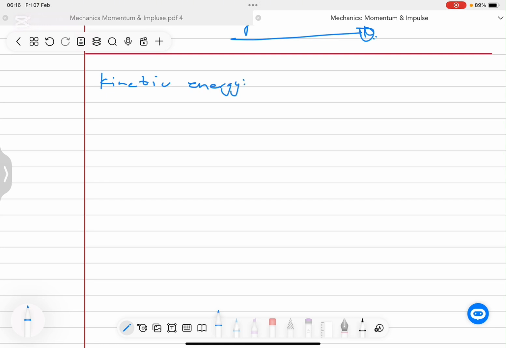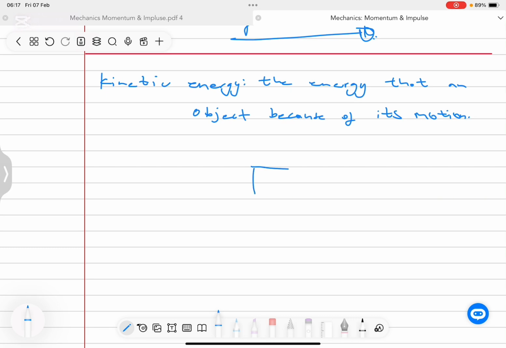Kinetic energy is defined as the energy that an object has because of its motion. So basically, this is the energy of a moving object. The fact that the object is moving, it means it has energy. We call that energy kinetic energy.